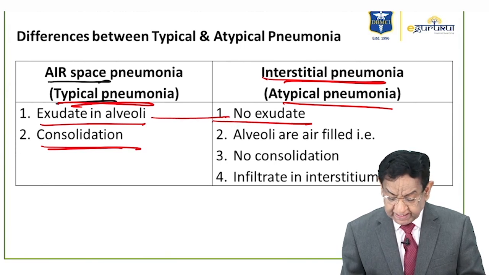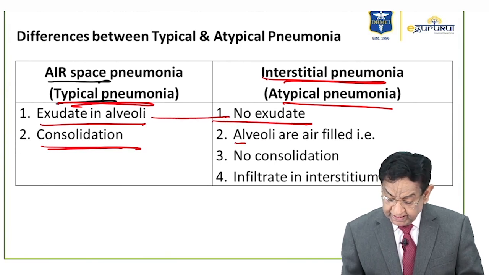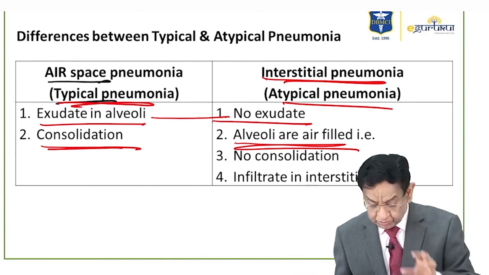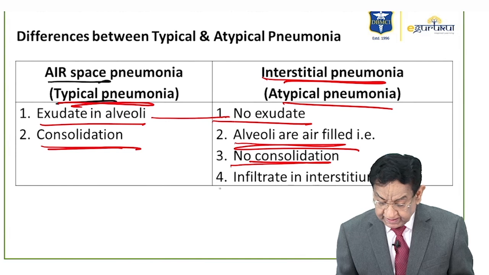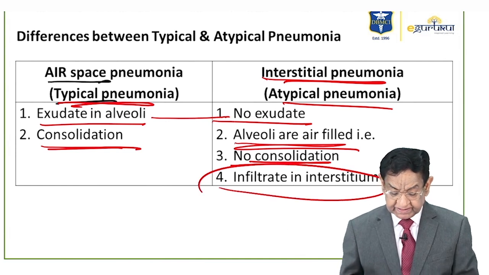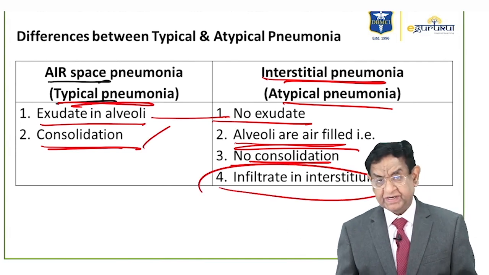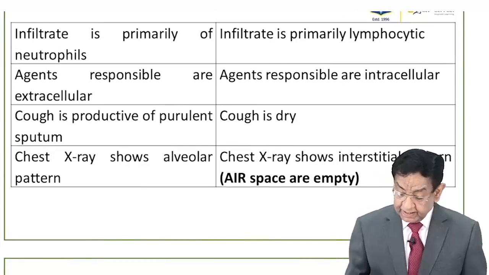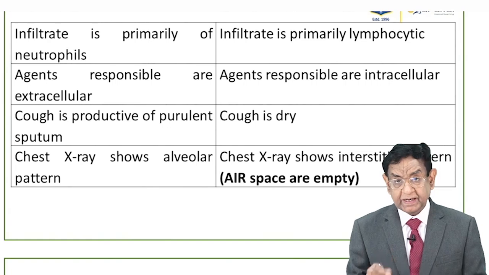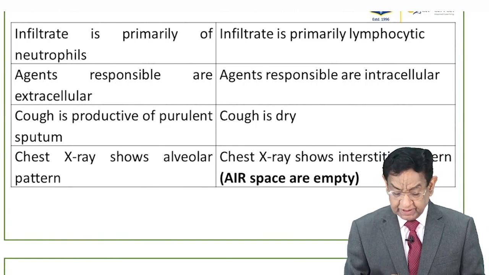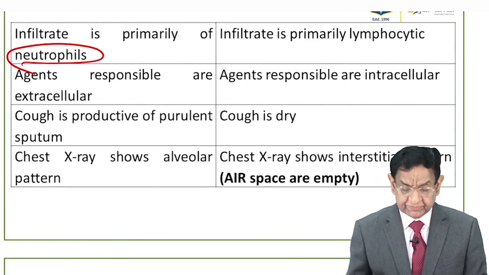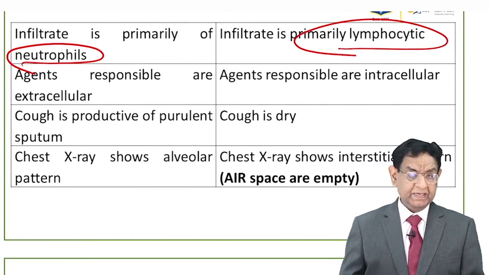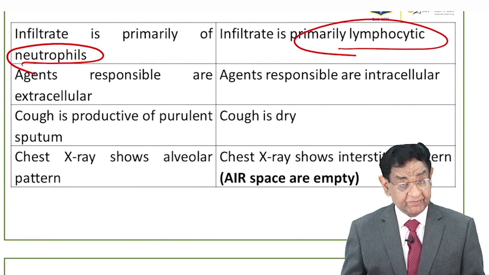No exudate in the alveoli. Alveoli are air filled. Since they contain air, there is no consolidation, and infiltration occurs in the interstitium. Here, the infiltration occurs in the alveoli. And in typical bacterial pneumonia, it is usually neutrophils which infiltrate the alveoli. In case of interstitial, it is mainly lymphocytes.